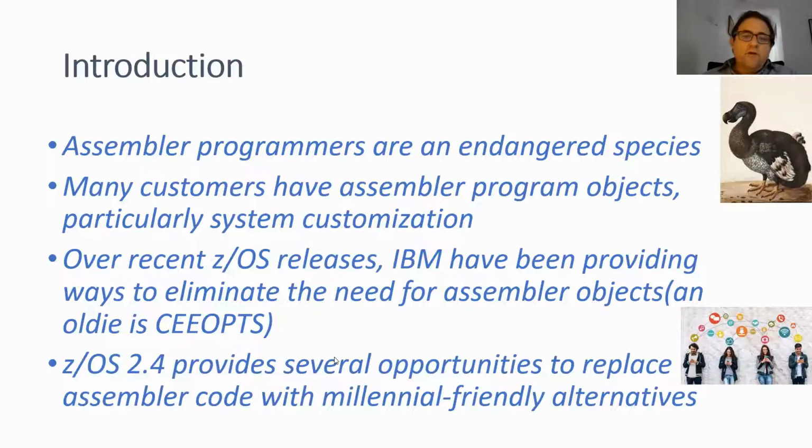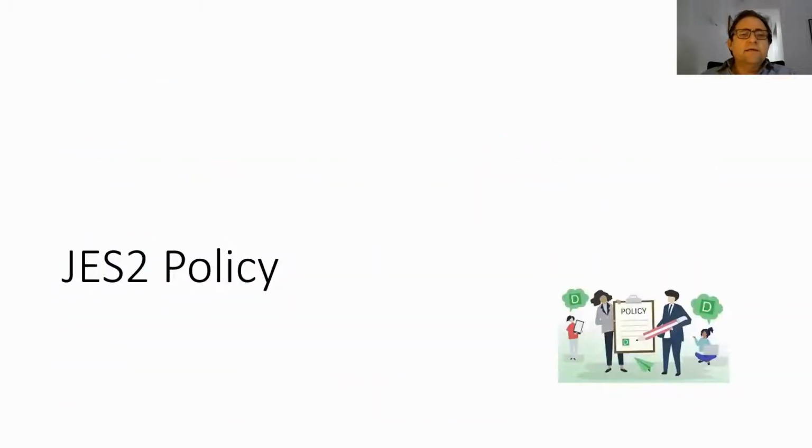zOS 2.4 provides us with several opportunities to replace assembler code with slightly friendlier options. I'm also going to talk a bit about zOS 2.3 and 2.2, but the main part is about JES2 policy, which came along in zOS 2.4.